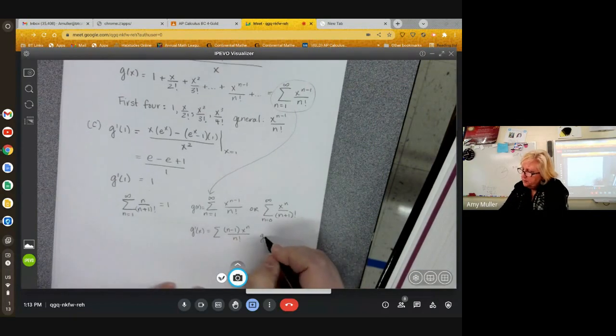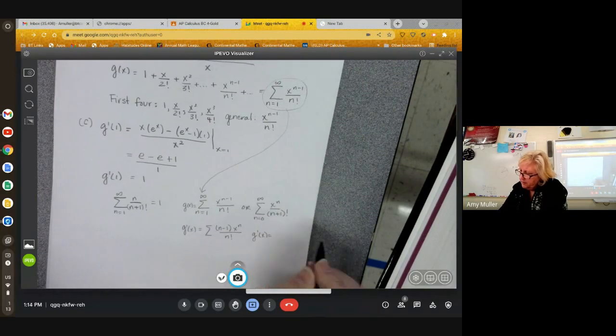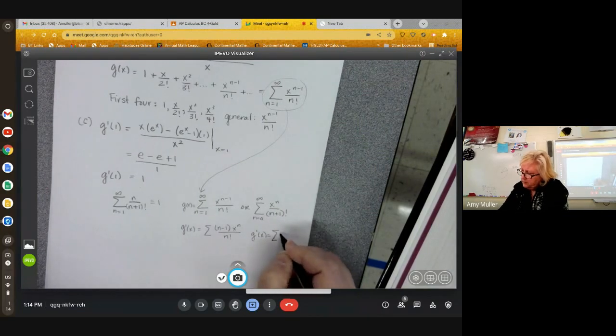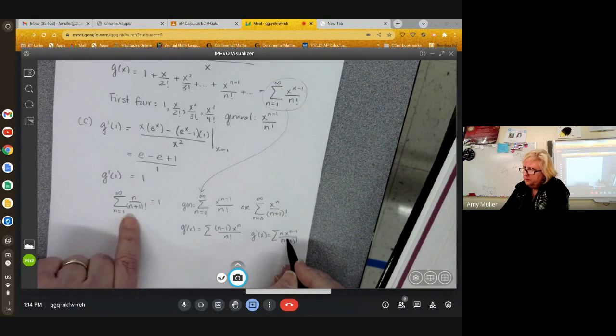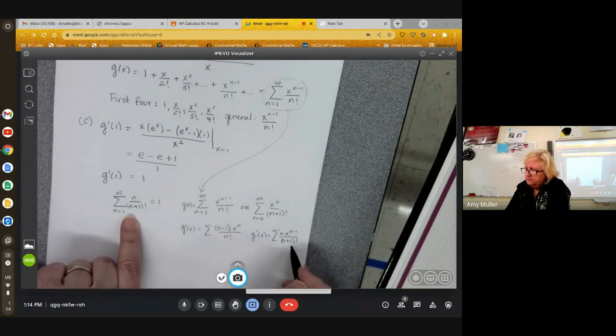This one, let's see which one's going to help us better. G prime of x is going to be what here? The sum, it's going to be n times x to the n minus 1 over n plus 1 factorial. This one's going to help us out better. Why? Because does this n over n plus 1 look familiar? Do you see this? Oh, yeah.